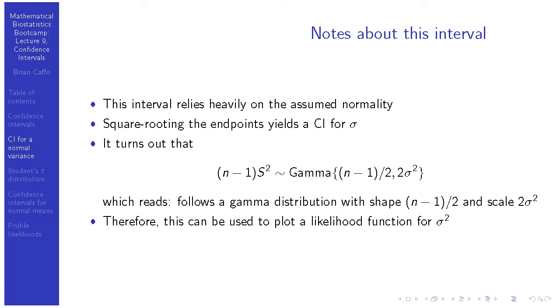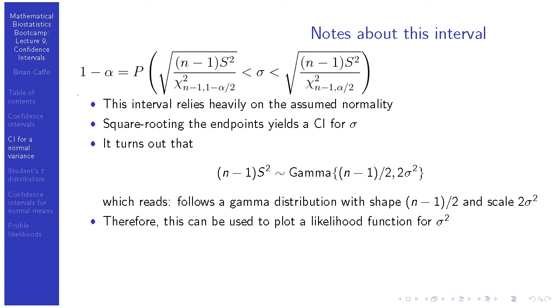So one thing is this interval is not terribly robust to departures from normality. So if your data is not normal, then this confidence interval tends to not be that great. Also, if you want a confidence interval for the standard deviation instead of the confidence interval for the variance, you can just square root the endpoints of the interval. The probability statement, 1 minus alpha equal to the probability that the random interval contains sigma squared, you can still say that 1 minus alpha is equal to the probability that the square root of the endpoints of the interval contains sigma, and you haven't mathematically changed anything. So if you want an interval for sigma, you just square root the endpoints.